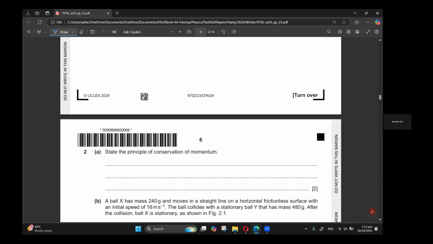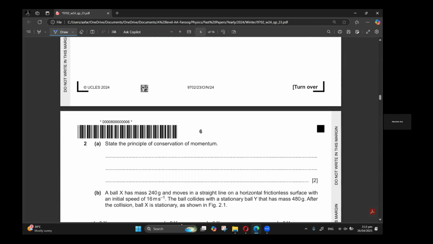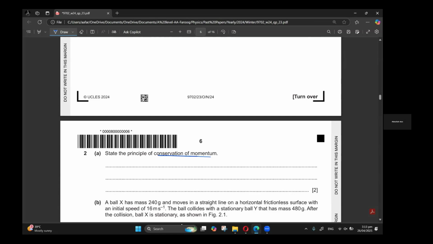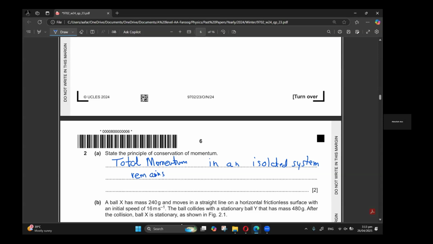The principle of conservation of momentum. This is also a definition which you have to memorize. Total momentum in an isolated system remains constant.